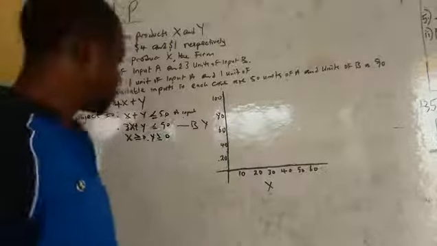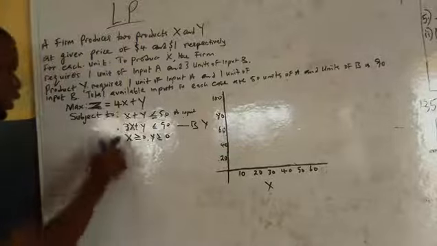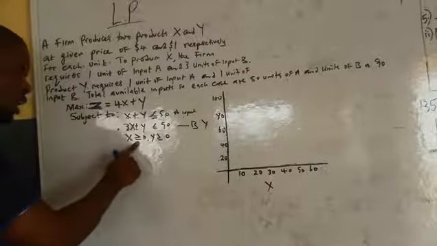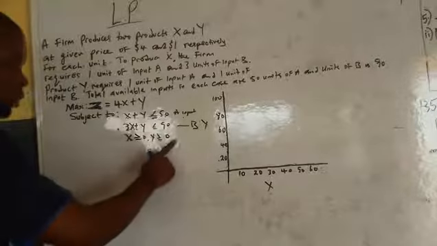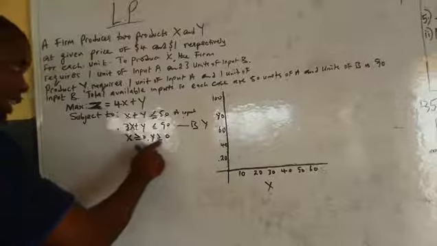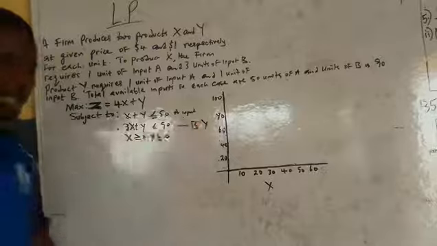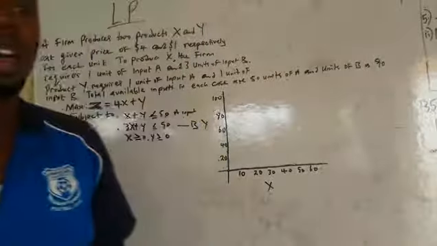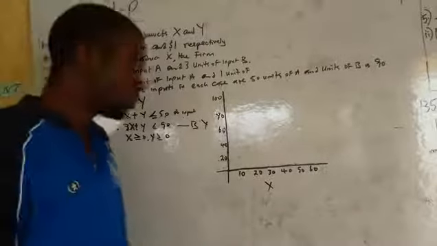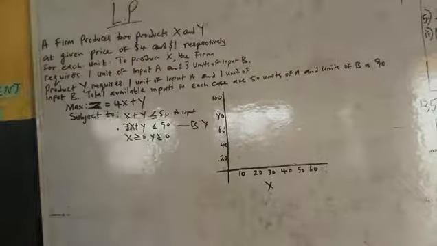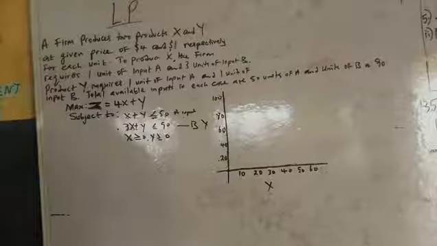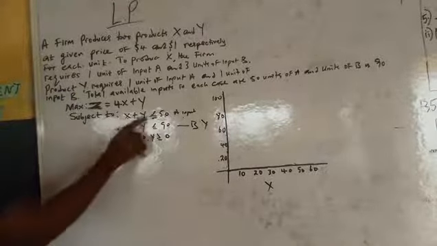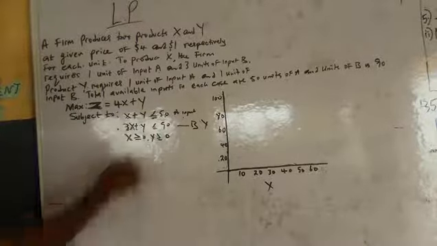Then the third one is the non-negativity: the X you are producing can be 0 or greater than 0, and Y can be 0 or greater than 0. It can never be negative. Those are the 3 aspects we have stated. Now let's quickly use our graph because we are using the graphical method. To plot your graph, let's take the first one here. But we must convert this to equality, not inequality now.